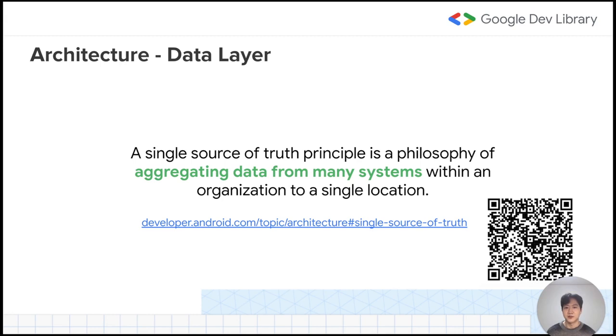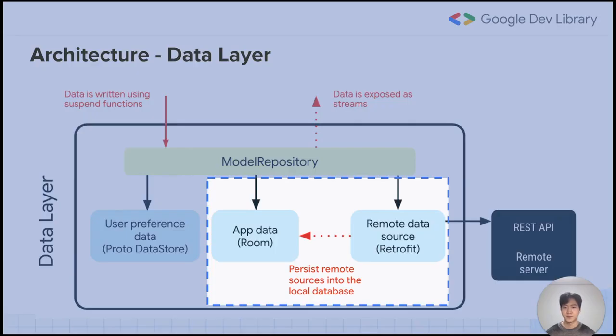You can see the single source of truth often appears in Android's official documentation. The single source of truth is a philosophy of aggregating data from multiple data sources within an organization to a single location. So you can prevent information inconsistency by taking only one data reference point. So Pokedex persists remote data sources into the local database, and the repository exposes the local data sources to other layers as streams. With this, you can implement a single source of truth and offline support at the same time.